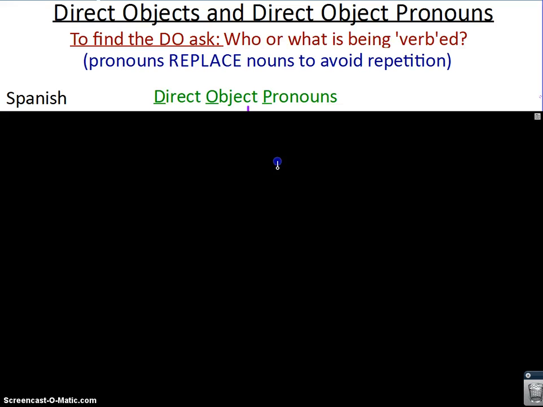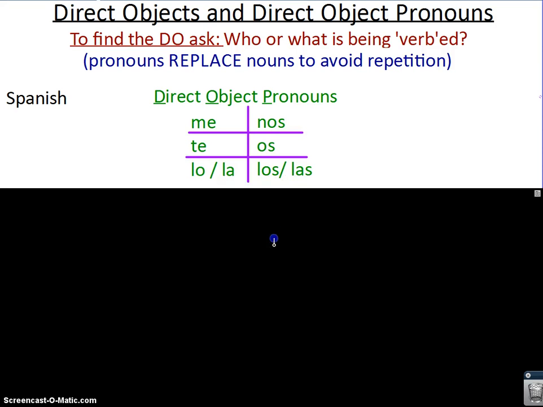In Spanish, your direct object pronoun choices are me, te, lo, la, nos, os, los, or las. So if you want to rewrite a sentence to avoid repetition, like Dad cuts the grass, he cuts the grass every Tuesday, he cuts the grass in the morning on Tuesdays. Eventually I'm going to stop saying he cuts the grass, and I'm going to say he cuts it. So I take out the grass, and I put in the pronoun for it.